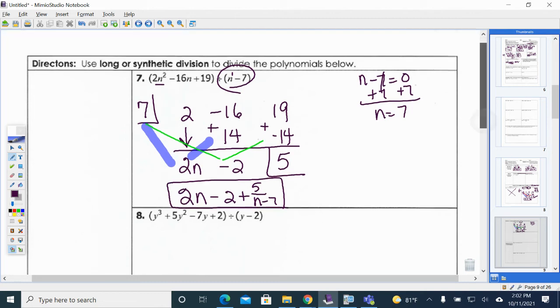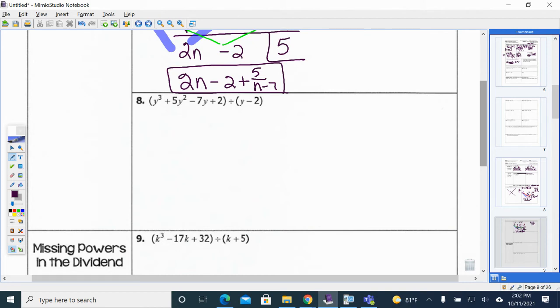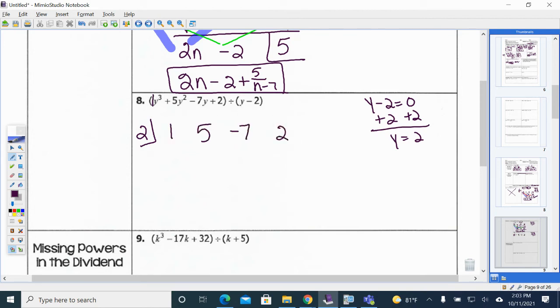Again, number 8. y to the third plus 5y squared minus 7y plus 2 divided by y minus 2. Checking for standard form: y to the third, y squared, y, and then my constant. So everything is there. And I have y minus 2. I'm going to set it equal to 0, add the 2, y equals 2, and the 2 goes in the box. Using all my coefficients up here, I've got a 1, a 5, a negative 7, and a 2. Bring that first term down and start multiplying. 2 times 1 is 2.